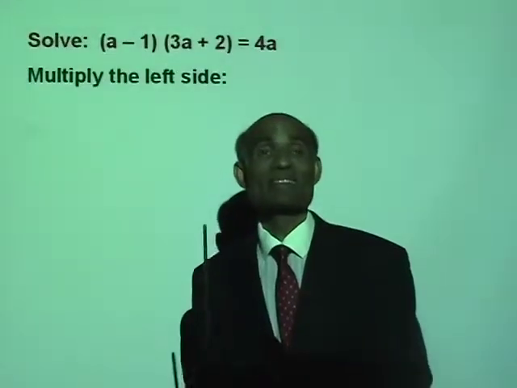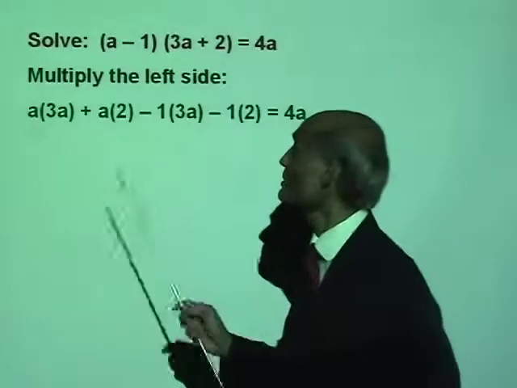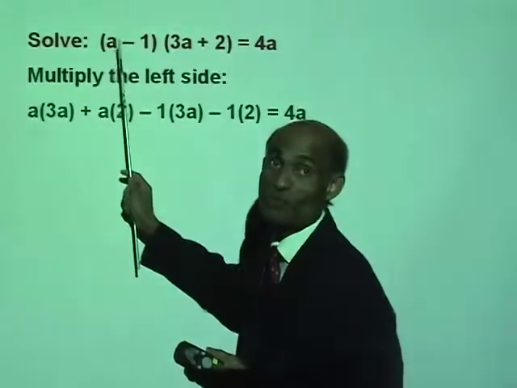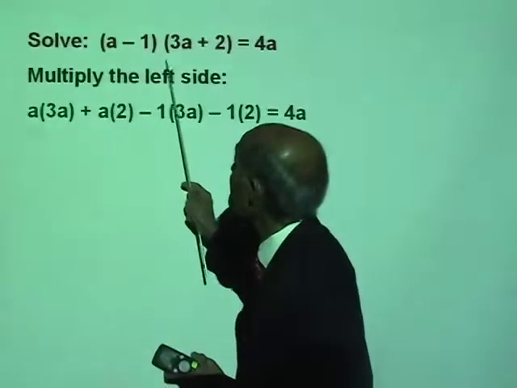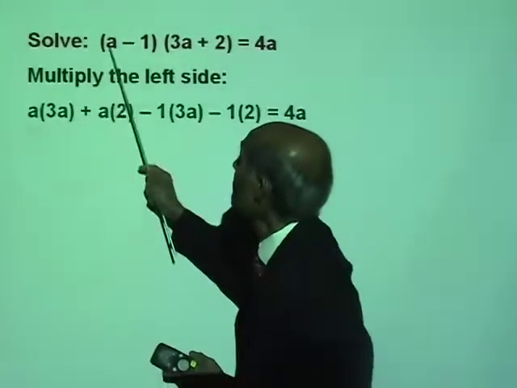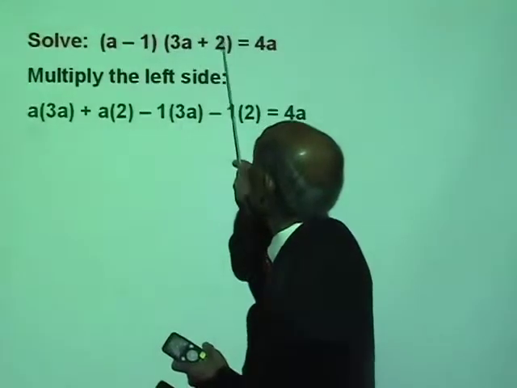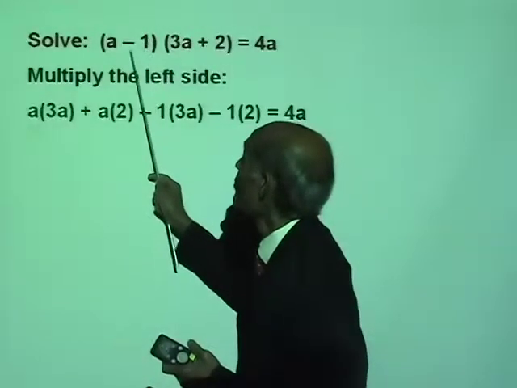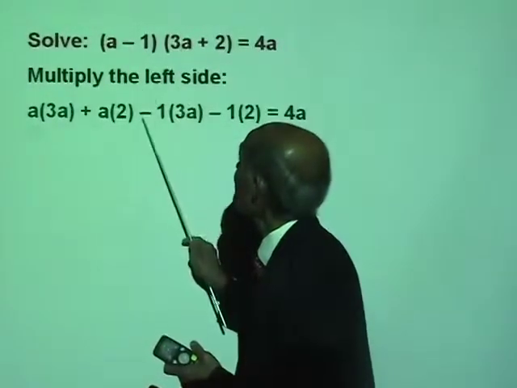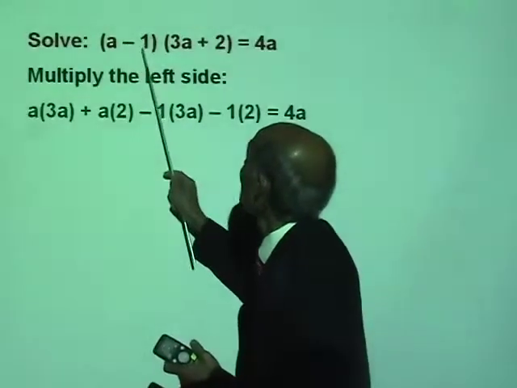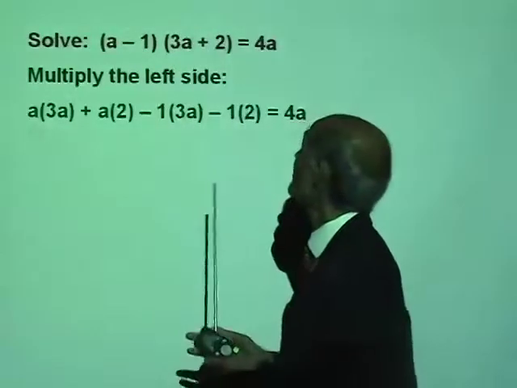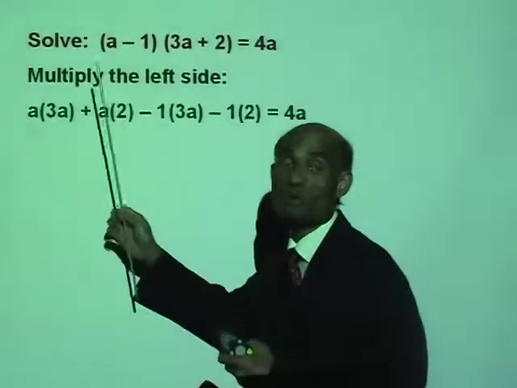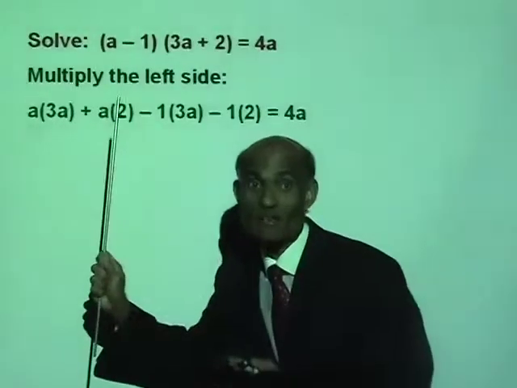A minus 1 times 3a plus 2. Look at the way I multiply there. I'm sure you know how to do it very well. A times 3a, there you are, plus a times 2. We finished multiplying by a, and now multiply by negative 1. Negative 1 times 3a minus 1 times 2. That is the left hand side. And the right hand side equal to 4a. I hope you understood that multiplication. You are supposed to understand it.